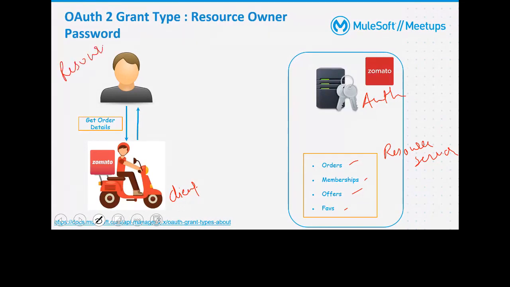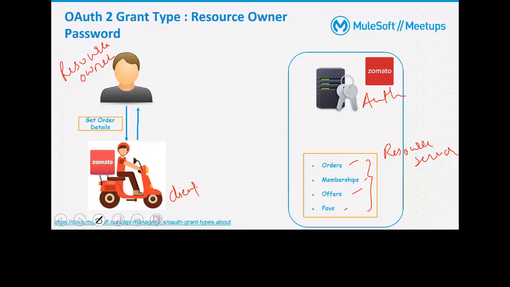Why am I saying resource owner and not just the user? Because whatever resources we have seen here actually belong to this person: what orders he made, what membership he has, what offers he has, what favorites he has. Now let's see our use case. He created the account on Zomato and wanted to see the order details. In the next use case we'll see he wanted to order a pizza.